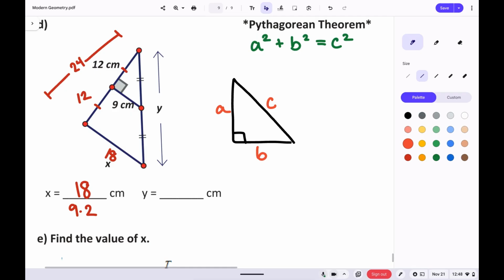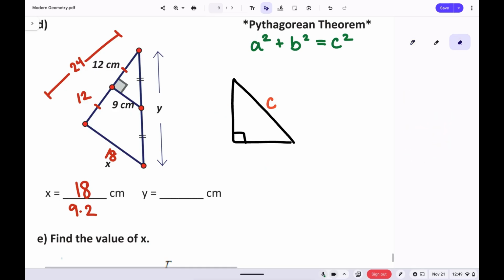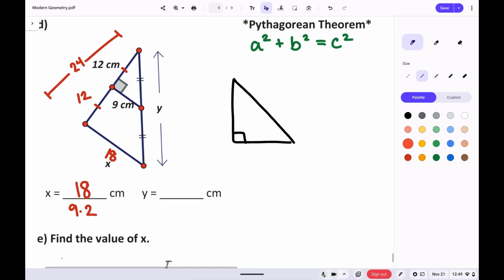So if you know the two sides that make that right angle, either one of them could be A or B. I could rewrite this and say this is B and this is A. You could really switch those around, but C is fixed. C also has a really fancy name. Hypotenuse. The hypotenuse is always the longest side of a right triangle, and that always has to go in for C. Okay, all right, so now that we've refreshed our brains on that, let's figure out how we would set this up.